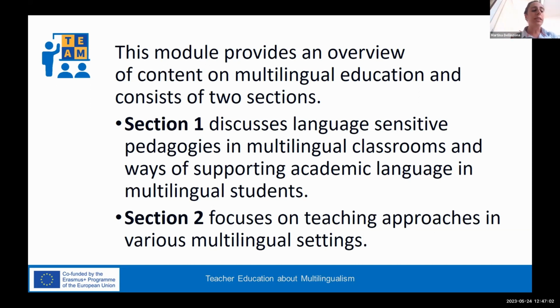The first section deals with the issue of managing multilingualism in the classroom, from language awareness of teachers and students to the design of plurilingual programs to support academic language development in plurilingual students. The second section focuses on teaching strategies and teaching approaches in various multilingual contexts.